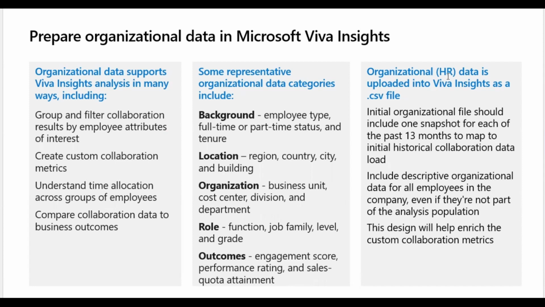Organizational HR data is uploaded to Viva Insights as a .csv file. The initial organizational file should include one snapshot for each of the past 13 months to map to the initial historical collaboration data load. Include descriptive organizational data for all employees in the company, even if they are not part of the analysis population. This design will help enrich the custom collaboration metrics.